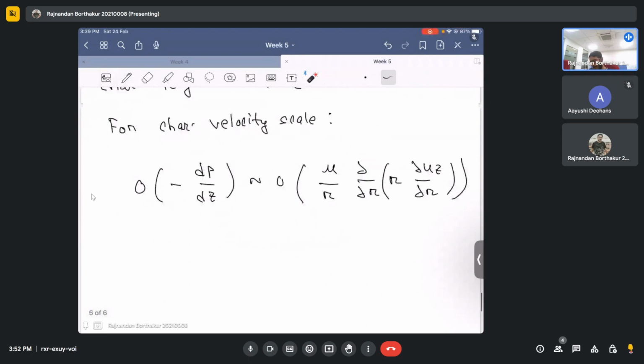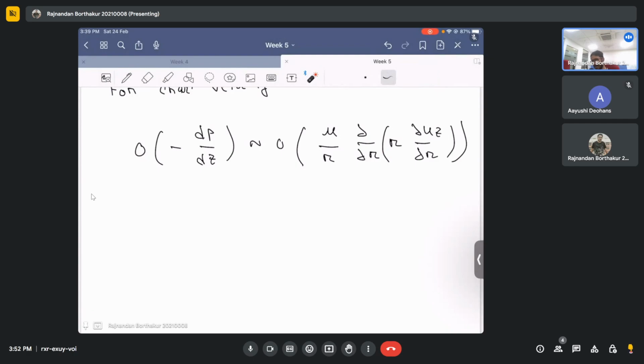Now if we do an order of magnitude analysis, what is the order of the term minus dp by dz? G naught. Exactly. The order of this term is G naught, and not G naught cos omega t, simply because cos omega t is just an oscillating function between 1 and minus 1. So the order of magnitude will always depend on G naught. If G naught is large, the order of magnitude will be large; if G naught is small, it will be small. So the order of the term minus dp by dz is G naught.